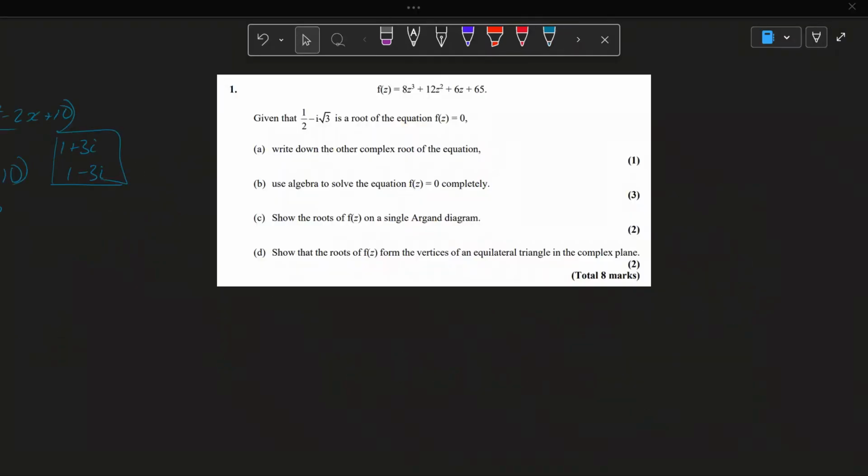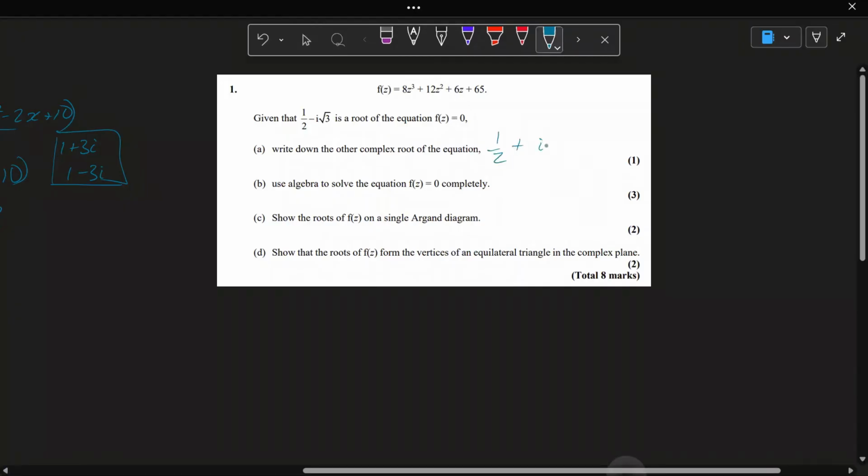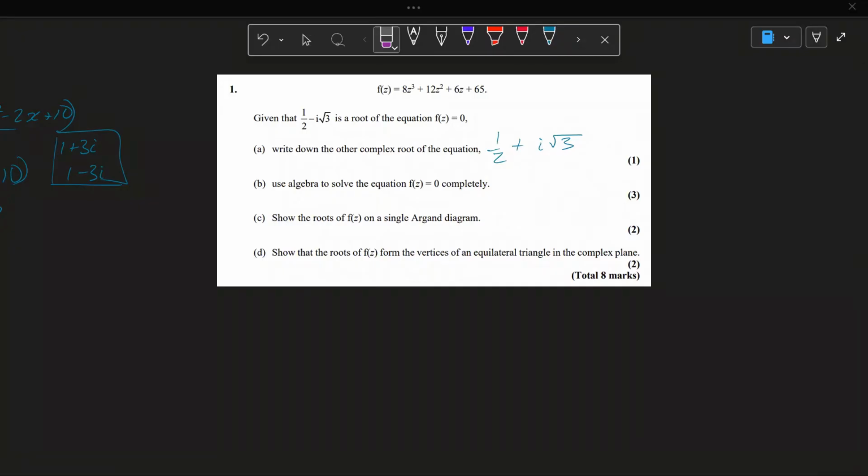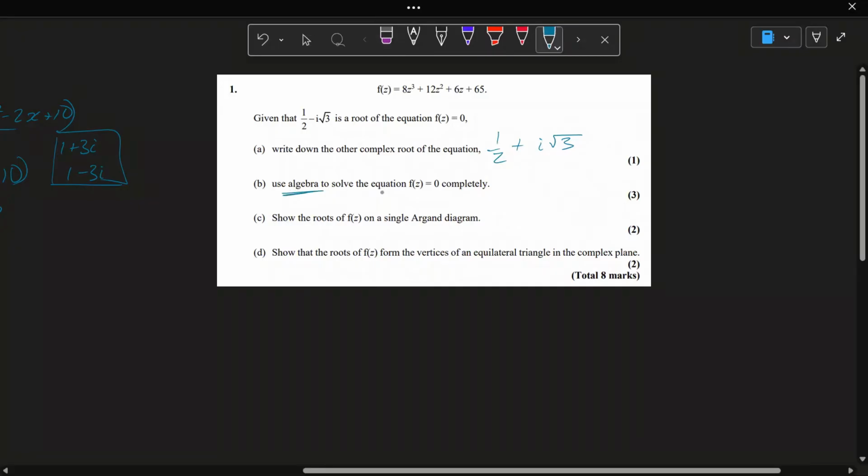Okay, now I'm going to walk through a few exam questions. In this question, half minus i root 3 is a root of the equation. The other root has to be half plus i root 3, because they're complex conjugates. Part B says use algebra to solve the equation f(z) equals 0 completely. So this rules out another method I think would be easier and quicker to use.